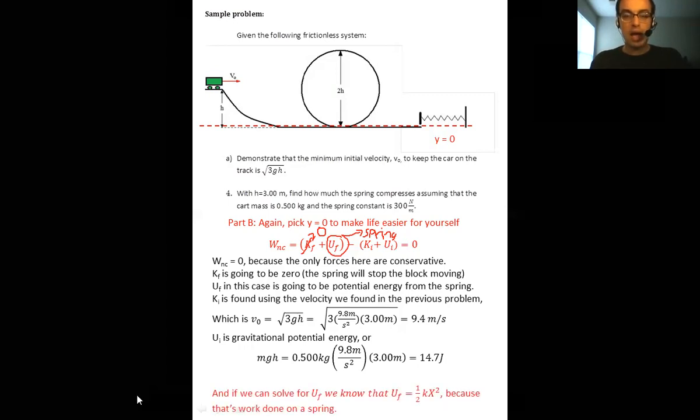Right? And what we want to do is solve for U F in this case. We know that U F is equal to 1/2 k x squared, because that's work done on a spring. So essentially what we're trying to find here is the amount of potential energy we have at the very end. That amount of potential energy is going to be equal to the amount of work that is done on the spring. If we can find the amount of work that is done on the spring, we can then find the displacement of that spring using this handy expression that U sub F equals 1/2 k x squared.